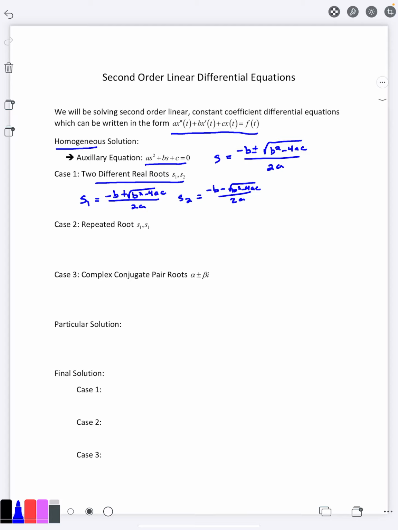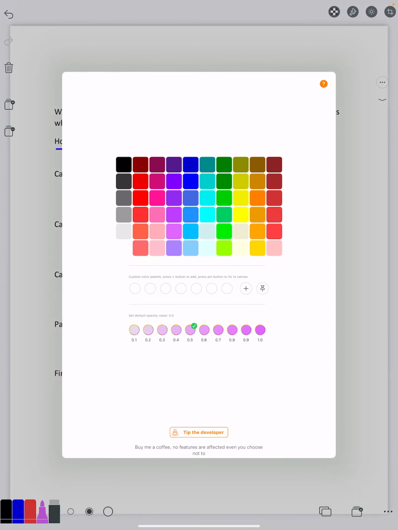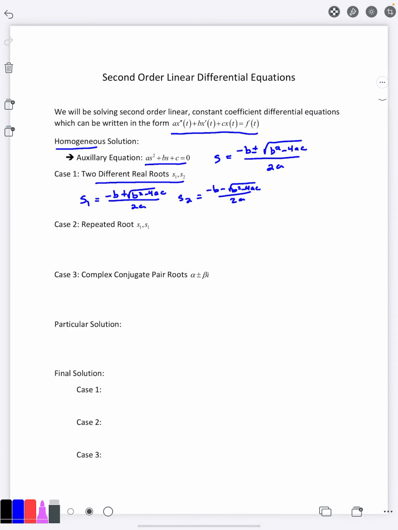And when you have those two roots, then you can write down the answer. The answer is going to be x of t is some constant k1 e to the s1 t plus some constant k2 e to the s2 t. So when we solve for our s values, those are going to be the numbers that are in the exponential function e to the number times t. So that's what happens when you have two different real roots.